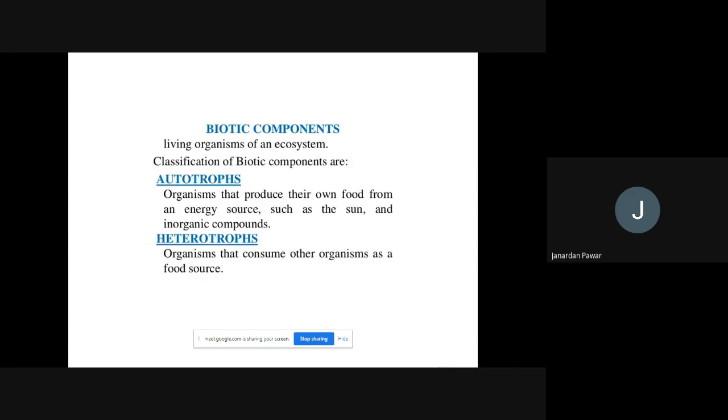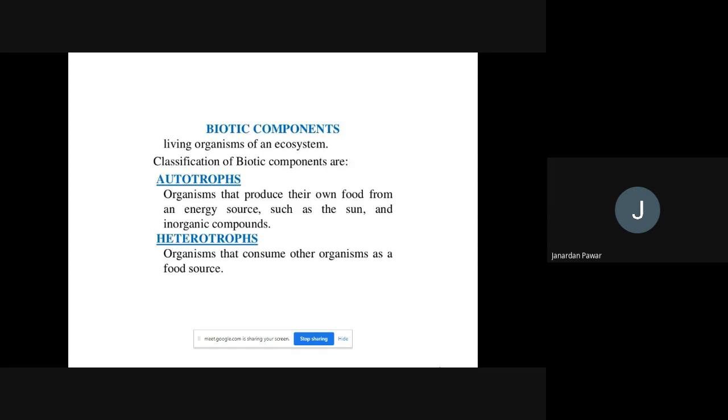Next one, biotic components. We have seen something about abiotic, and now we are going to talk about biotic components. Biotic means living things, living components, such as human beings and insects; we all are in living nature. The classification of biotic components: this is divided into two parts, with a subclassification of autotrophs and heterotrophs.